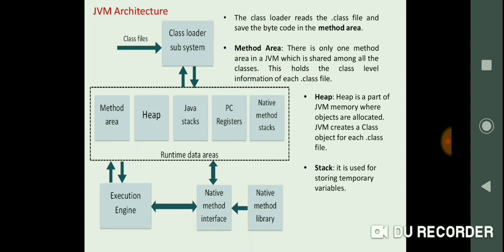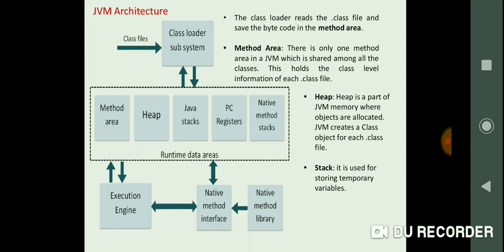Then the heap is there. Heap is the part of JVM memory where objects are allocated. JVM creates a class object for each .class file. So next is a stack. Stack is used for storing memory variables. Then the PC registers are there. Native method stacks are there.